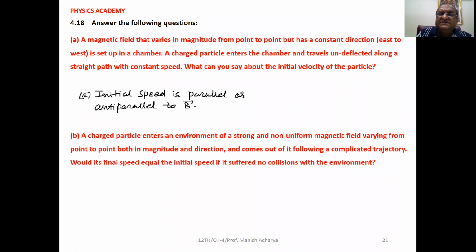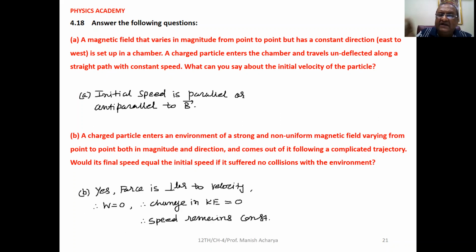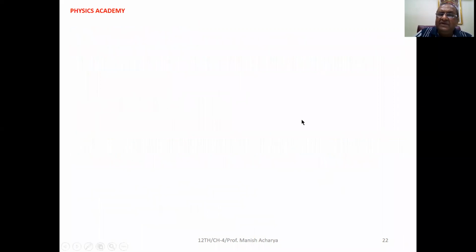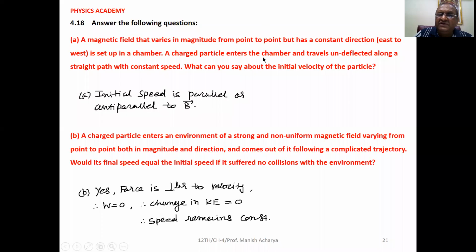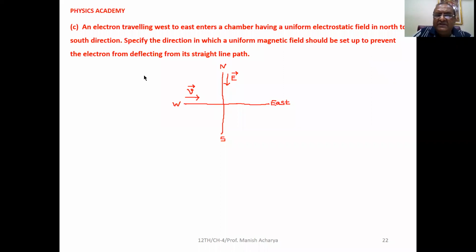And as per work-energy theorem, when work done is equal to 0, it means the change in kinetic energy is also 0. So if the change in kinetic energy is 0, it means the speed remains constant. So we can say the final speed will be equal to the initial speed. Clear?